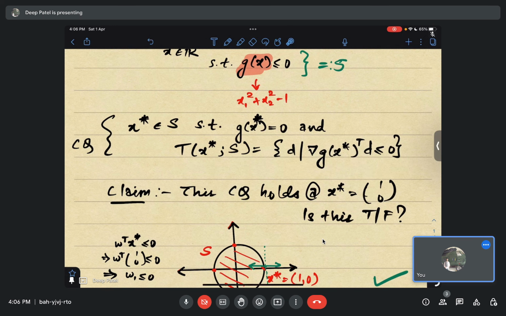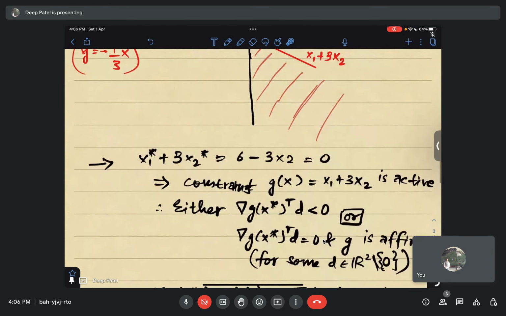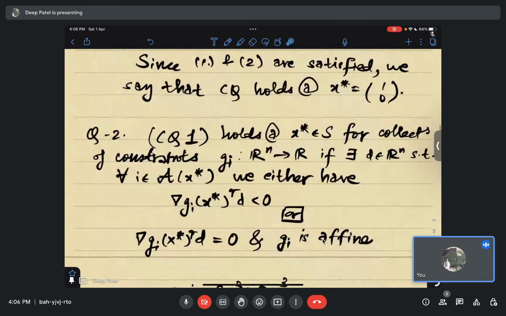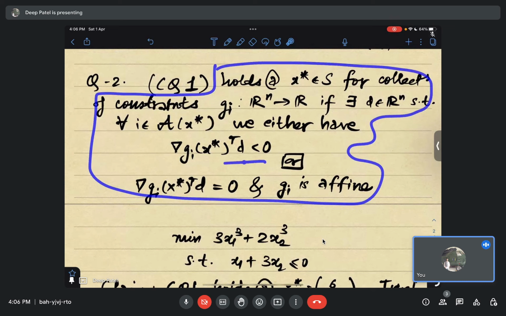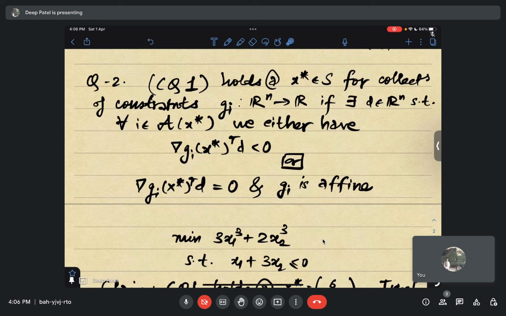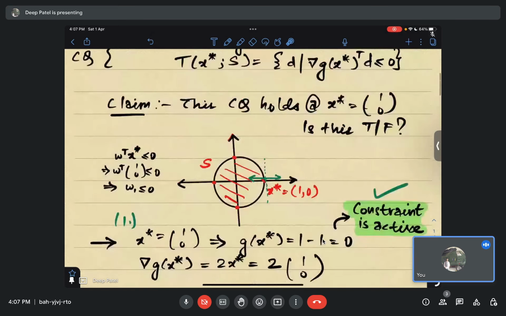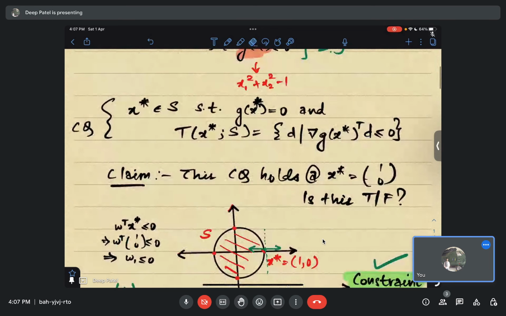Another way to do it would be to simply say what we have mentioned here, CQ1. CQ1 holds if for the active constraint I can always find a direction like this. So either CQ1 or LICQ implies the constraint qualification. Correct. The thing is, constraint qualification is something that we desire: the tangent cone being equal to the intersection of these tangent cones. Now what conditions would ensure that form? That's what we are looking for.